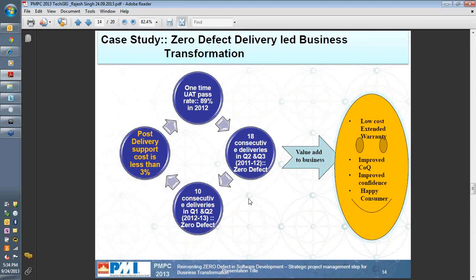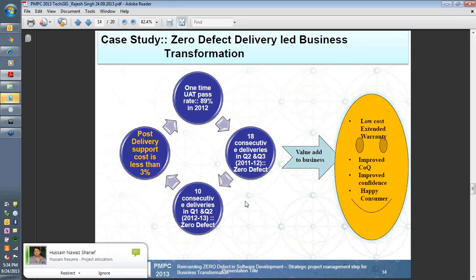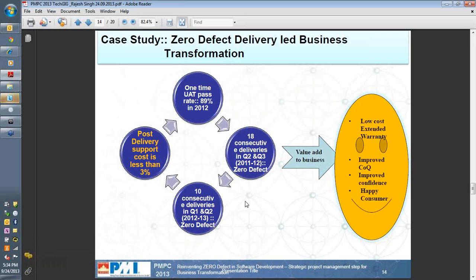Some of the demonstrations I would like to share with you are with this kind of measure and control process which we have adopted. In 2012 we were able to deliver 89% of our projects to the market as one-time UAT pass. The customer did the UAT testing and didn't find even a single defect in those deliveries. That's just one example I'm giving to you.